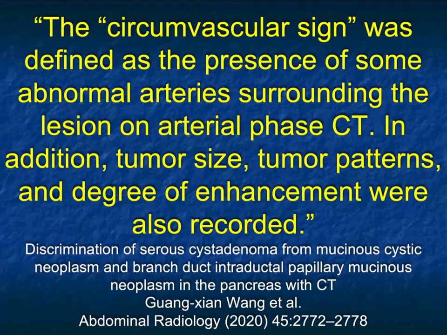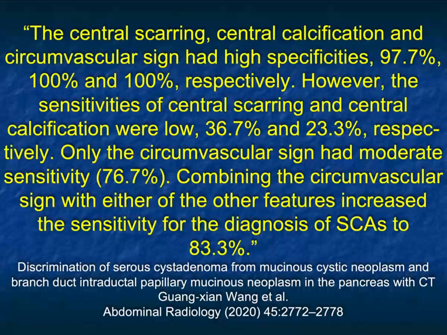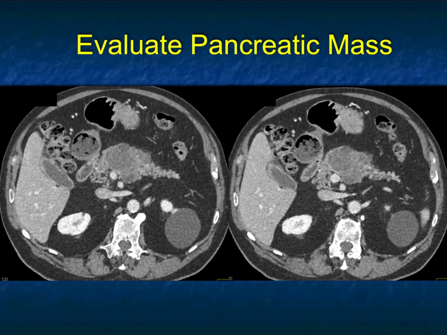And again, on arterial phase imaging, when you see it, you're typically in the serous cystadenoma ballpark. Combining the circumvascular sign with either of the other features increases sensitivity of diagnosis to over 80% for serous cystadenomas. So things you'll look for: the septations, the central calcification, and the circumvascular sign. Now we talk about serous cystadenomas in 3D mapping, showing you the septations, showing you the vascular map even better.